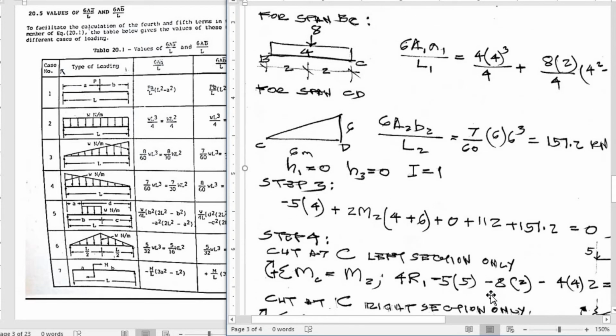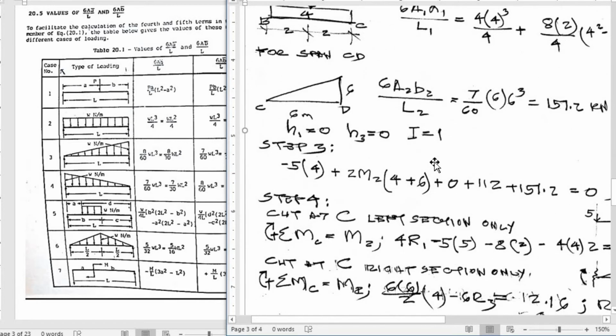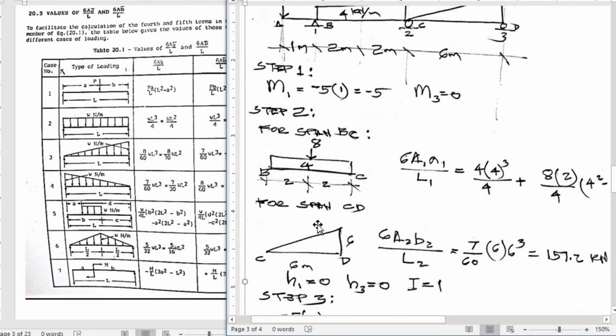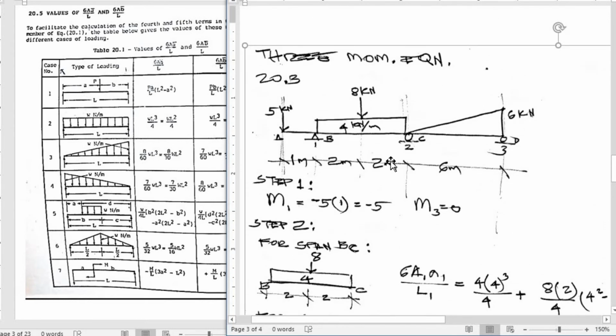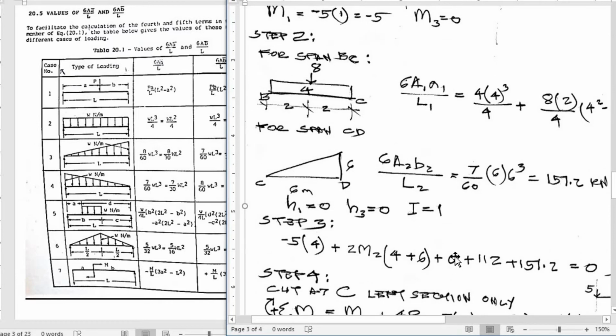And then, from there, isa-substitute na natin siya sa general equation or general form. Since wala tayong displacement, yung H1 tsaka H3 is equal to 0. And, walang given na moment of inertia I, so gagamit tayo ng unity, which is equal to 1. So, we substitute everything to our general form. This is M1, L1, remember? Negative 5. Tapos, yung L1 is 4. And then, M2 is unknown. And then, you have L1 tsaka L2, 4 and 6. Tapos, M3 is equal to 0.